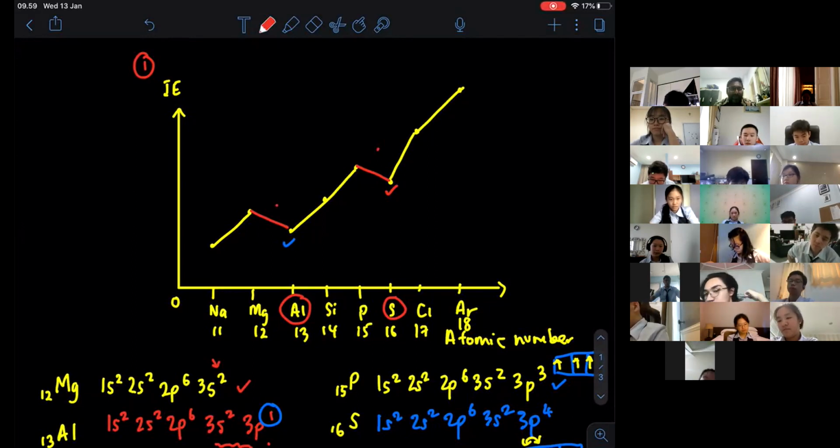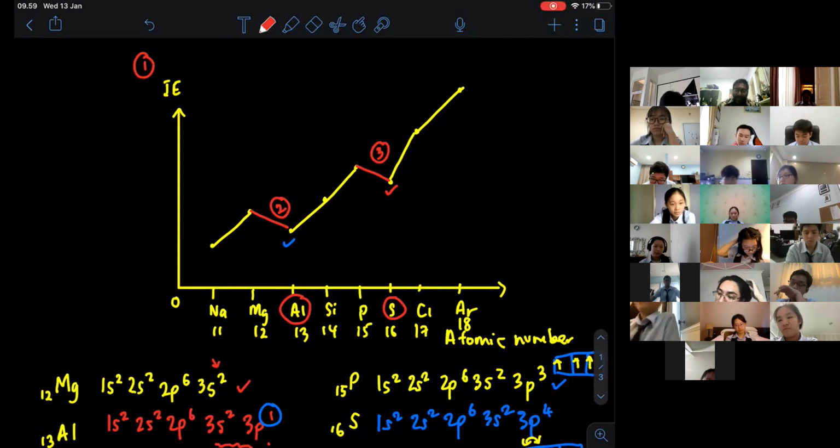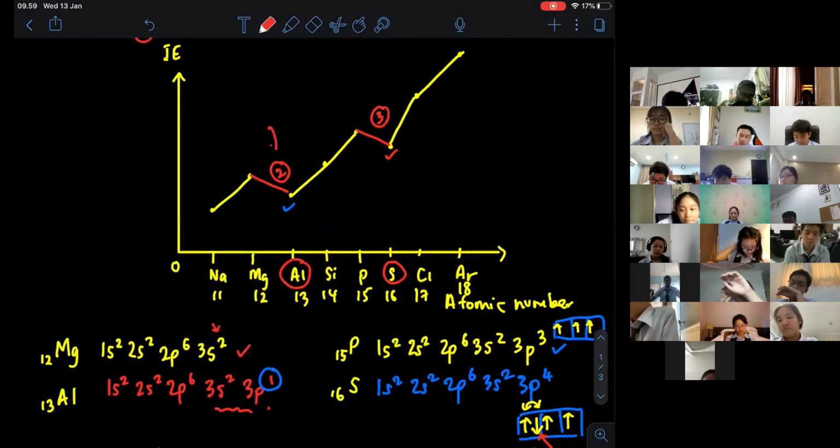The second and third one is to explain the observation for why there is a slight decrease between magnesium and aluminium, and why there is a decrease between phosphorus and sulfur. This is related to what we have learned earlier. For the second part, this is caused by the distance.